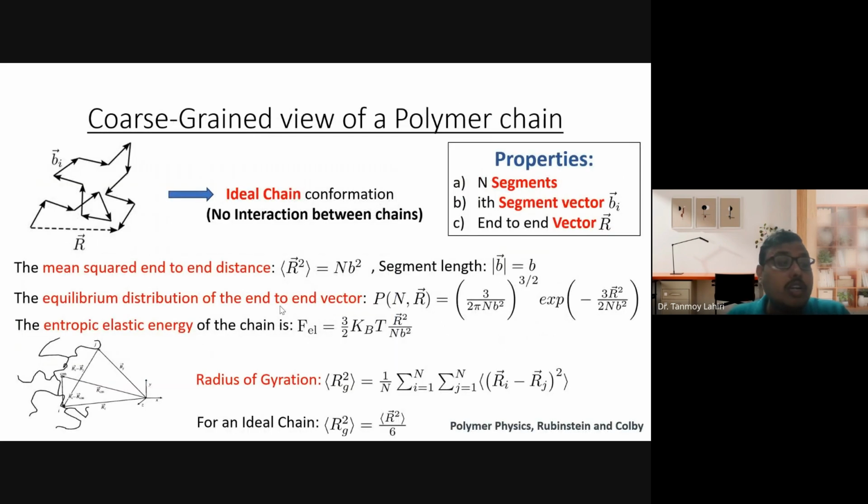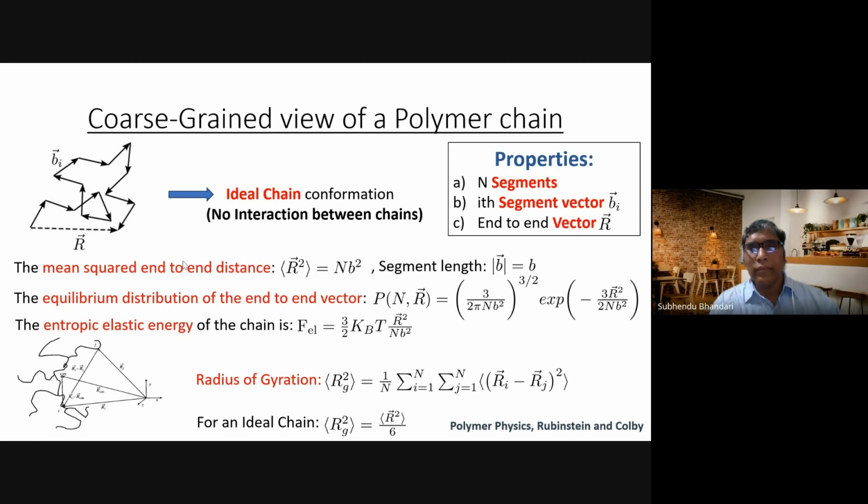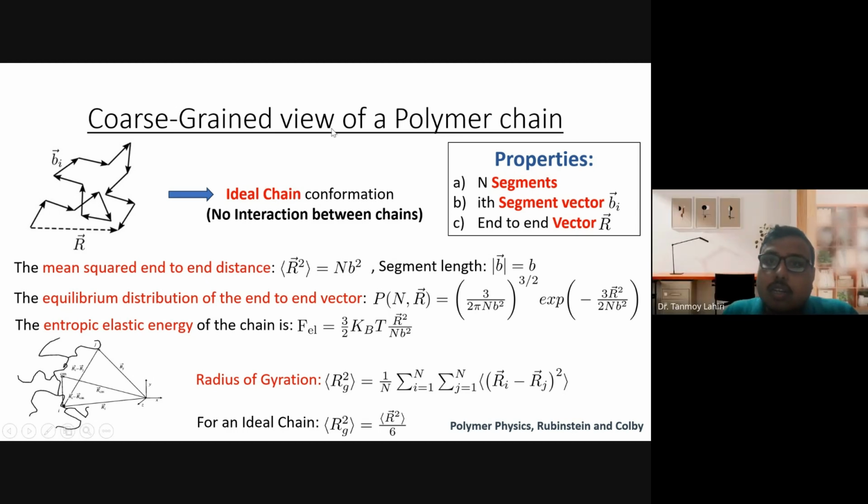Okay, now let me go through briefly the coarse-grained view of a polymer chain. Here I have an ideal chain, very briefly. Ideal chain means there is no interaction between the chains. In the case of a polymer, we measure the end-to-end distance, which is given by R squared equals N b squared. Then we have the equilibrium distribution of the end-to-end vector, because polymers may have many different conformations, and from that we can calculate the equilibrium distribution of the end-to-end vectors.